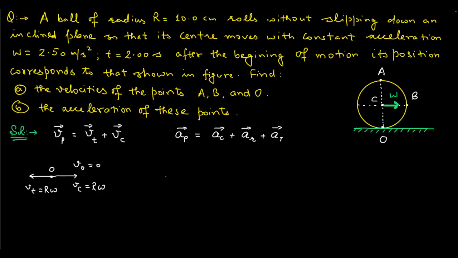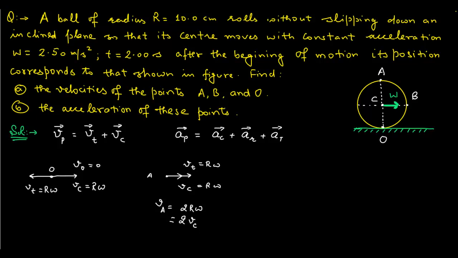Now if you look at point A, the tangential velocity will be in this direction, and the velocity of center of mass is also in the same direction. Now Vt has magnitude r omega, and Vc also has magnitude r omega. So the net velocity of point A is 2r omega. Clear? Or we can write this as twice of Vc.